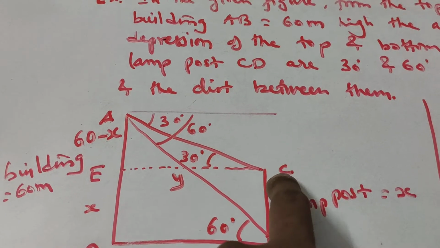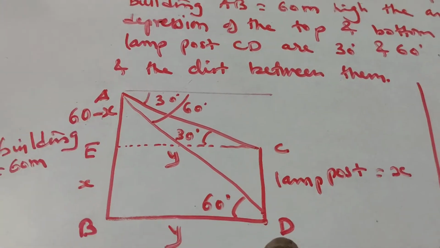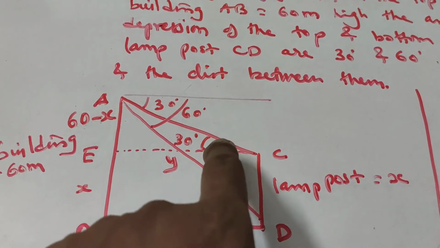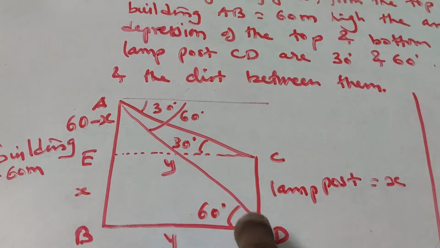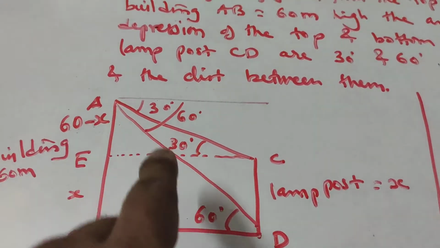If a person sees from here to here, it becomes angle of elevation. If a person sees from here to here, it becomes angle of elevation. So here 30 degrees, so angle of elevation and depression both are same. So this is also 30, this is also 60. I hope you understood how it works.